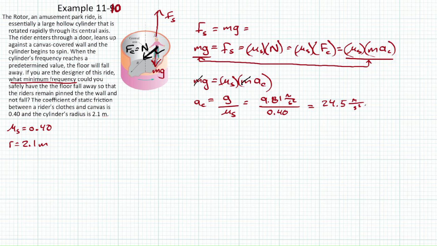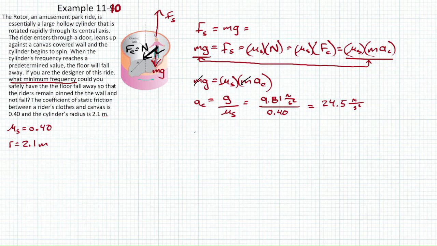All right, that's like, I don't know, 2.5 G's, maybe. Not too bad. It's not going to make anyone pass out, right? So that's our centripetal acceleration. Now we're solving for frequency.